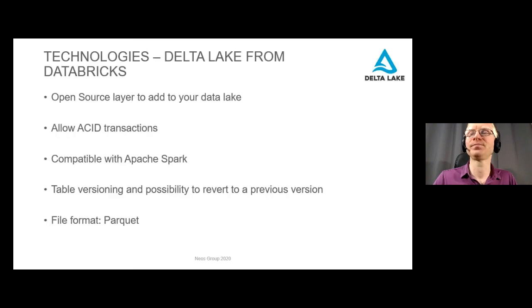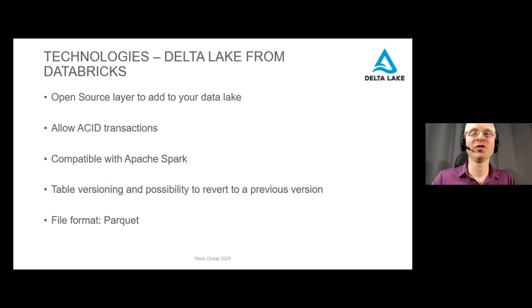Let's continue with Databricks, which offers a really different flavor of data lake, the Delta Lake. This is an open source layer that adds to your existing lake. This layer allows ACID transactions like a database. And also the Delta Lake is compatible with Spark. As we said before, Spark will do transformation in memory, so it's really, really fast for transformation.